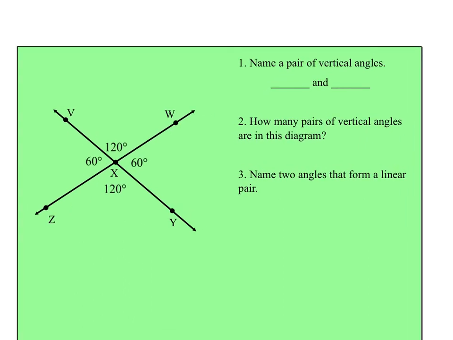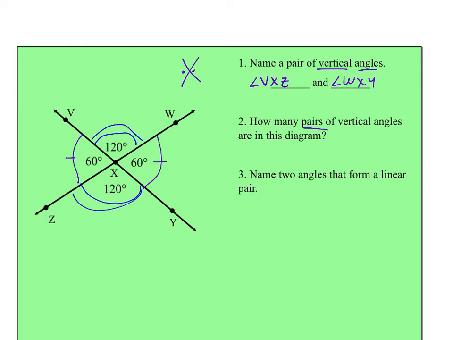So if we take a look, as we're going through here, they're asking for vertical angles. Vertical angles are what happens when they're across from each other. So if I look, I can consider VXZ, and then I would look at WXY. Those are vertical. How many pairs of vertical angles are in this diagram? Well, we have these two, which is one pair, and then we have these two, which is the second pair. So there's two.